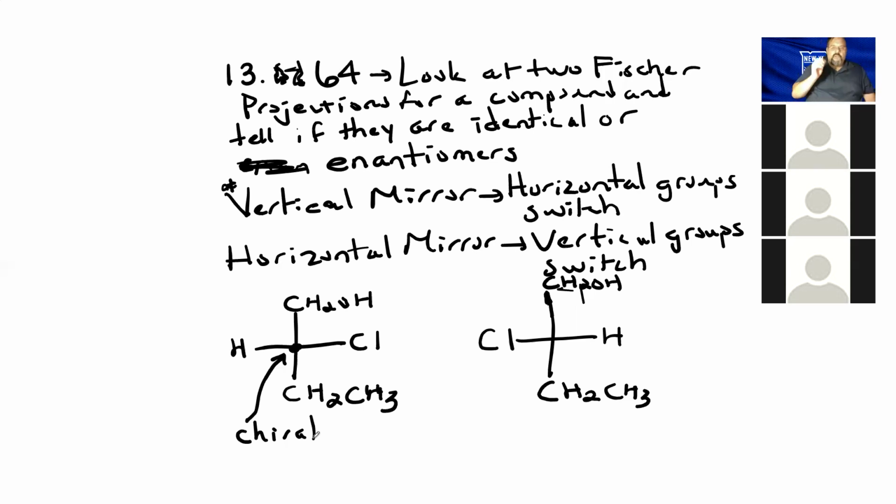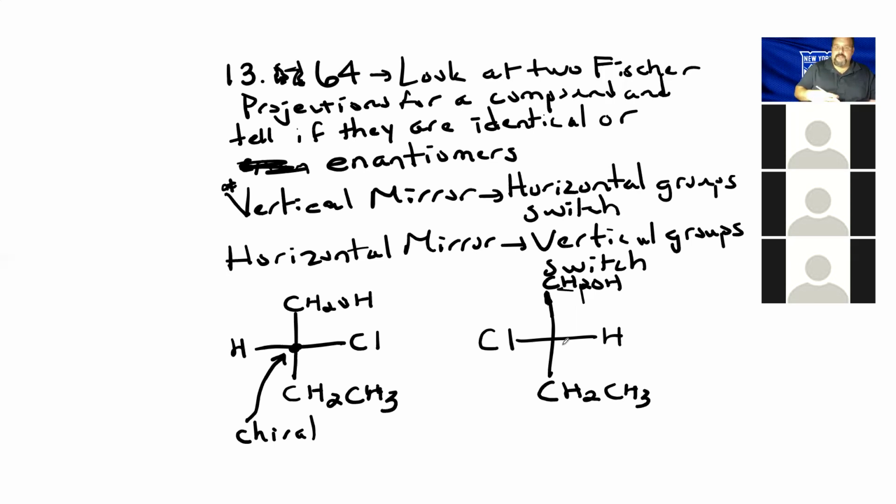So what that means is the only way the structure on the right could be identical to the structure on the left is if they are drawn exactly the same way. Because other than that, to come up with something that looks different, you either have to use a vertical mirror or a horizontal mirror.